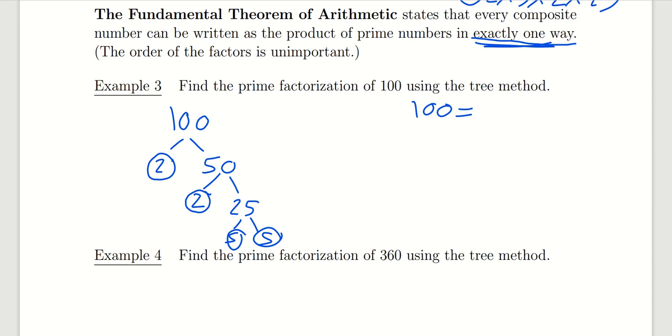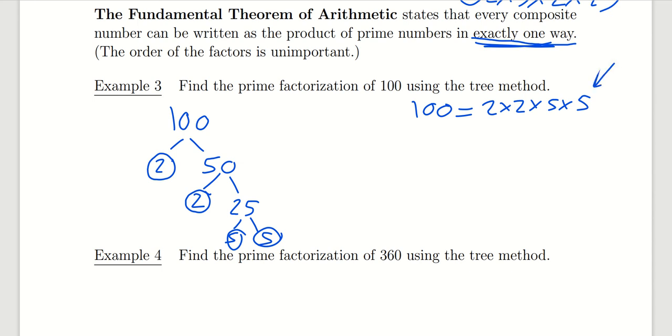I see that my branches are now totally done. Every branch has ended. And what we have left is we have 2 2s and 2 5s. So we can write 100 as 2 times 2 times 5 times 5. And if you want to, you can check this. 2 times 2 is 4. 4 times 5 is 20. And then 20 times 5 does give us 100.